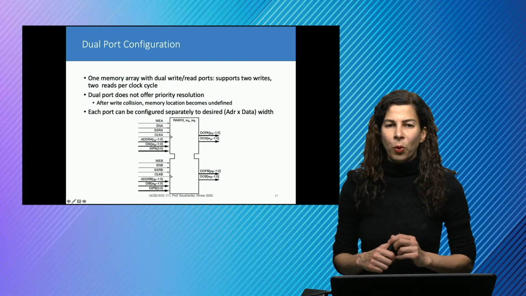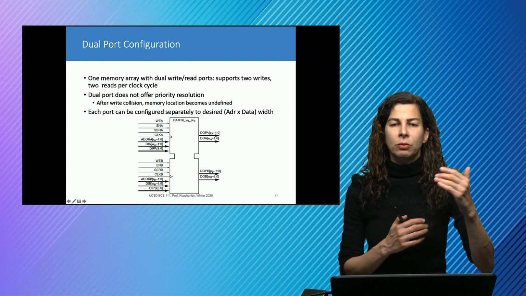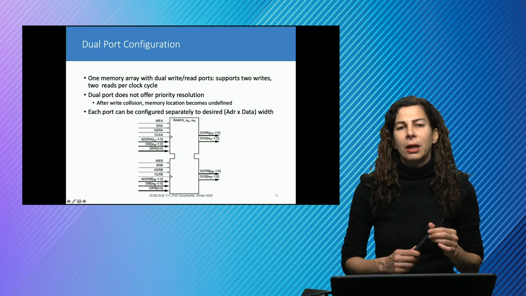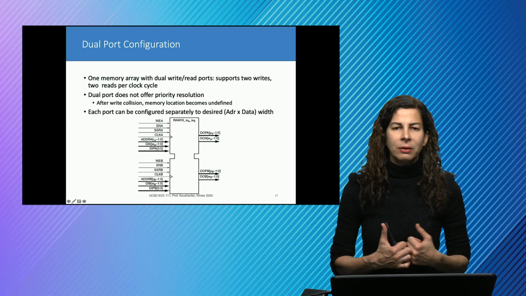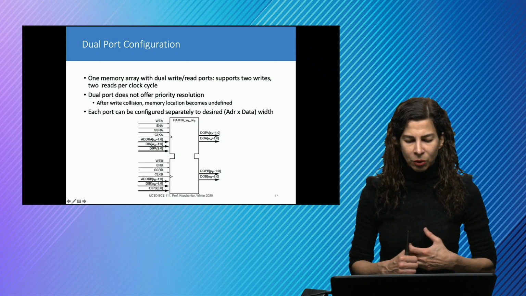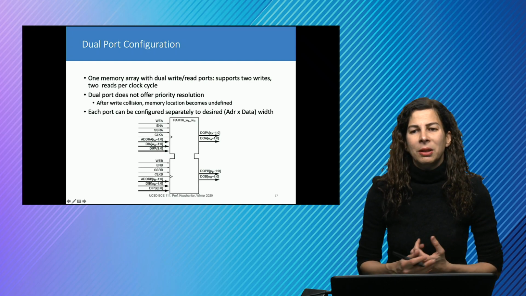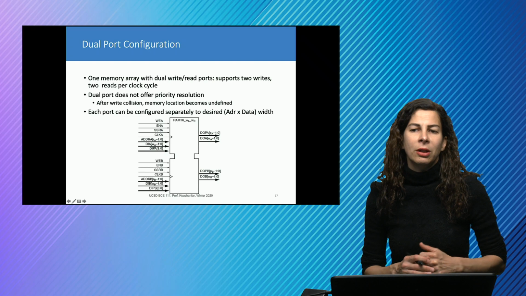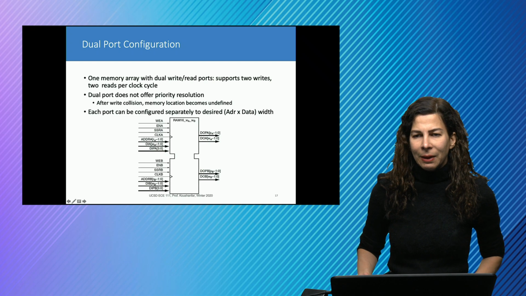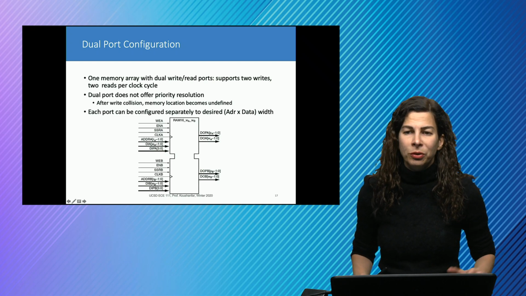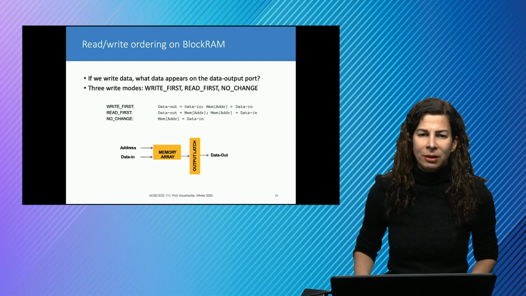We could also have a dual port configuration where we can have one memory array with dual write and read ports. So per clock cycle, we could have 2 writes and 2 reads. The dual port does not offer priority resolution. So if you have a write collision, the memory location becomes undefined. If you want to make sure that you don't have a collision, you have to put additional logic to do that. That's something that is really on the shoulder of the programmers, because we don't have this conflict resolution for the priority between the ports.